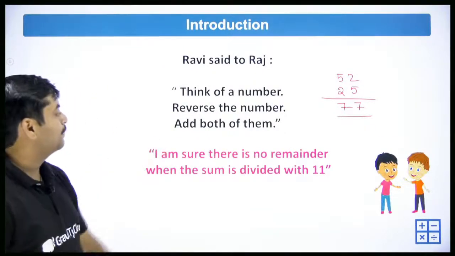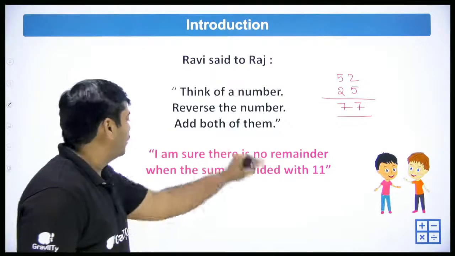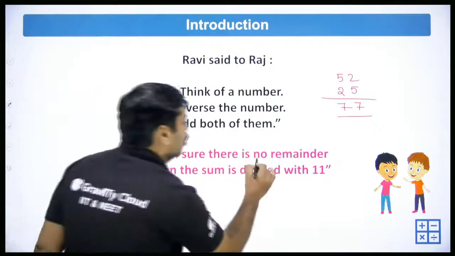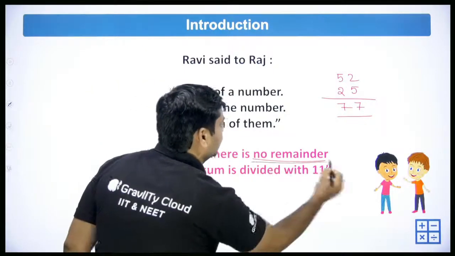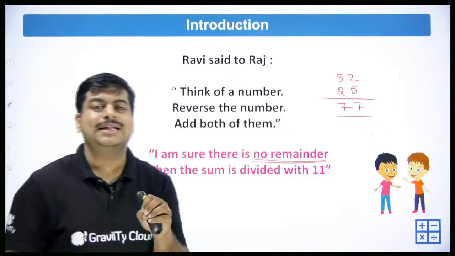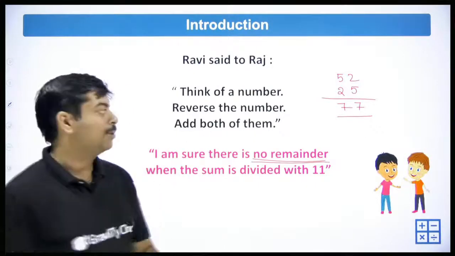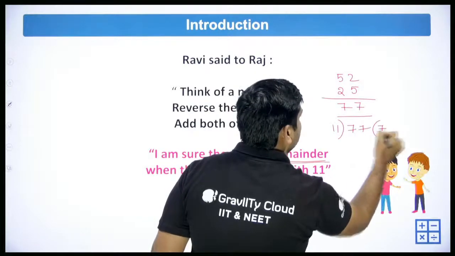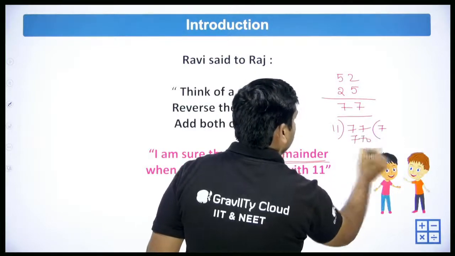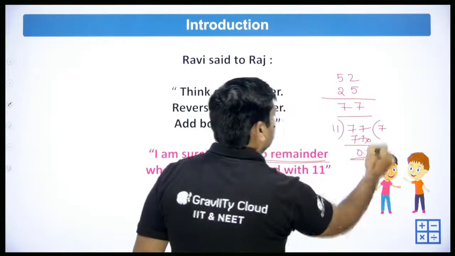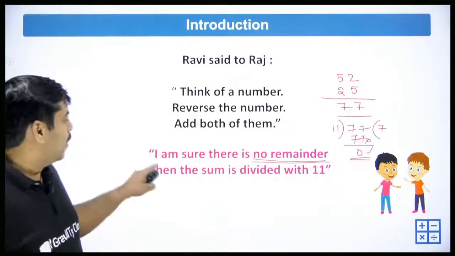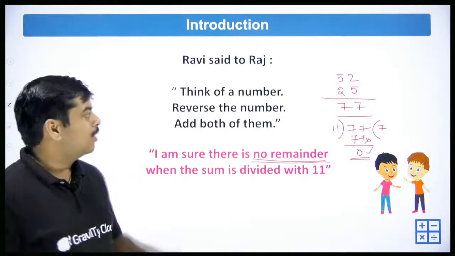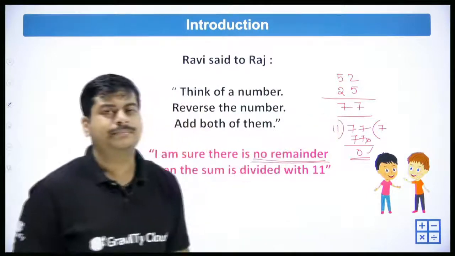Ravi is saying, I'm sure there is no remainder when the sum is divided by 11. What do you mean by no remainder? That means the remainder should be 0. If you divide 77 by 11, 11 sevens are 77, and yes, the remainder is 0 when the sum is divided by 11. But how does he know my number is 77?